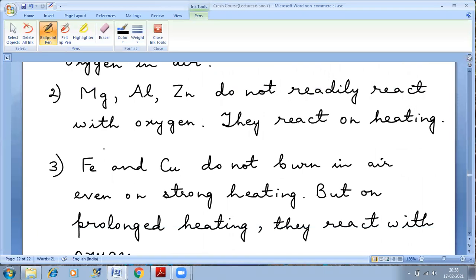Fe and Cu do not burn in air even on strong heating, but on prolonged heating they react. Prolonged means what? The process of heating is kept continuous. That means it is kept for a long time. It is ongoing. So after some time, then Fe will react. It's called prolonged heating, which means the heating is kept ongoing.